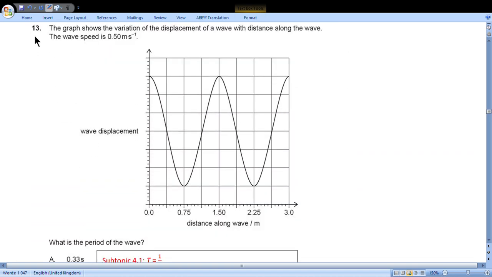Question 13. The graph shows the variation of displacement of a wave with distance along the wave. The wave speed is given 0.50. What is the period of the wave? So first of all, this is distance along wave, so we can find wavelength. So wavelength is 4 squares, which is 150.